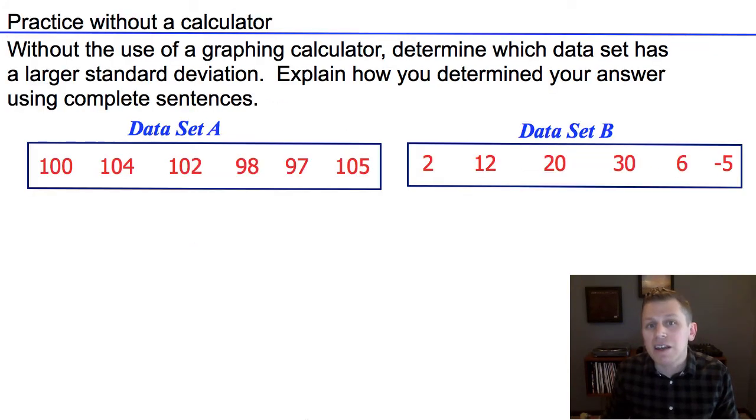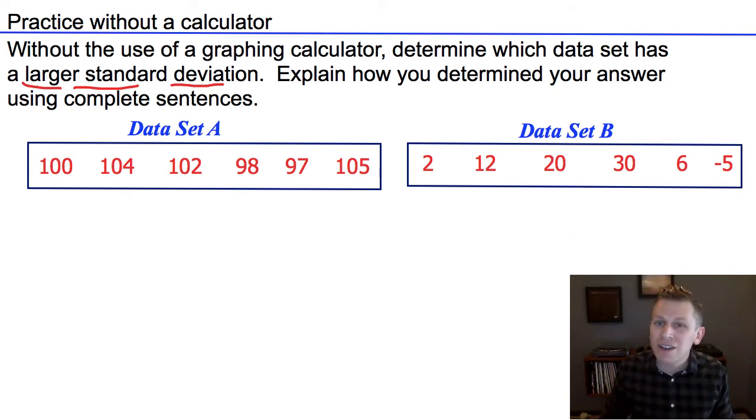In this problem here, we want to know which one has a larger standard deviation, or typically which data items are more spread out. If you look at data set A, all of these numbers are pretty close to 100. If you look at data set B, that's not true. They're all pretty spread out. It goes all the way from -5 to 30, 12 and 20. There's no number that they're very close to.